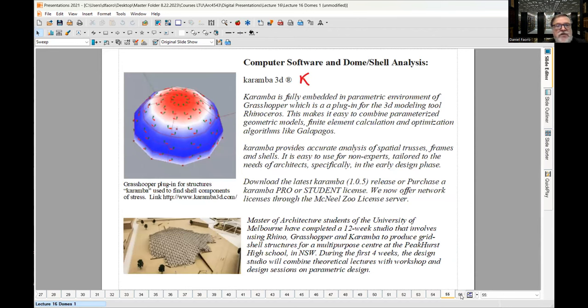If you're interested in modeling software and analyzing domes, this is something called Karamba 3D. It works within parameters of software like Grasshopper and Rhinoceros. And you can create the shapes and profiles, and you can create the scripting to analyze them.